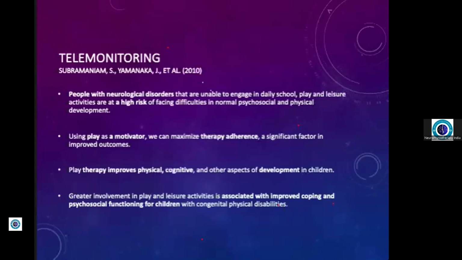So all around the world, in developing countries, in developed countries, many children are not able to receive therapy because of limited access to services, right? So children with disabilities that are not able to engage in daily school or play or leisure activities will require these telemonitoring services. So using telerehab along with telemonitoring can provide play-based therapy platforms for kids, which can maximize the therapy adherence. We have talked about this already, and which can also improve the physical, cognitive, and other aspects of development in children.